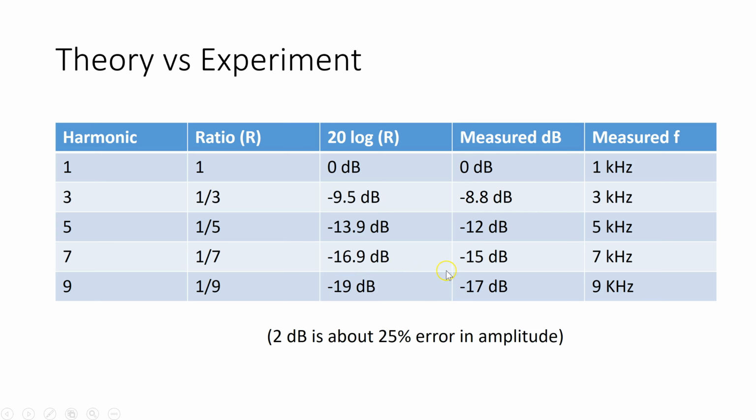These were the values we measured. Of course, 0 is where we put our cursor, so that doesn't mean anything. So minus 8.8, minus 12, minus 15, and minus 17. We are within about 2 decibels of where we expect to be. This corresponds to about a 25% error in amplitude, but I'll tell you what, that's not bad for a cheap little PC oscilloscope. Well, with that, we end the major portion of the labs for this class.